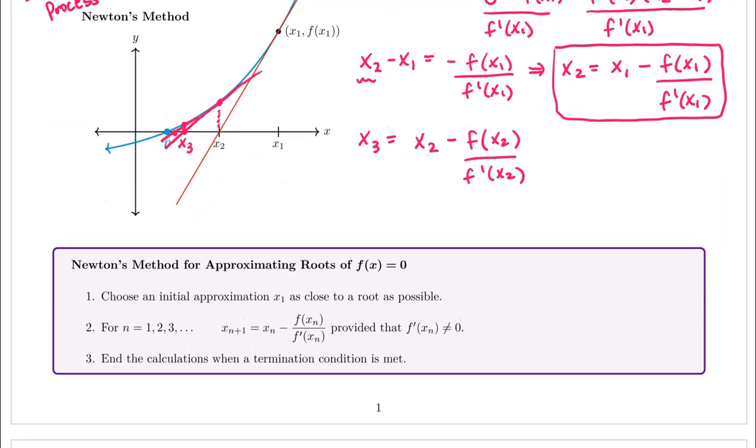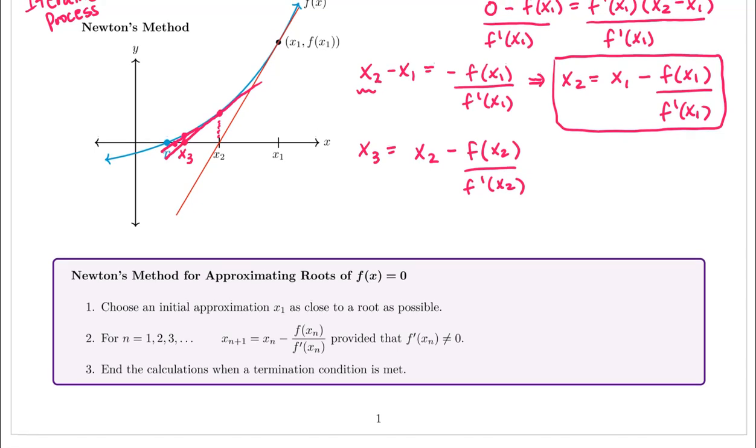So let's look at this now. Here are the steps for Newton's method for approximating roots of a function. 1. Choose an initial approximation for x sub 1 as close to a root as possible. And then for n equals 1, 2, and 3, and so on, we have this generalized formula here, which we derived earlier: x sub n plus 1 is equal to x sub n minus f of x sub n over f prime of x sub n, provided that f prime of x sub n does not equal 0. And then our third step is we end our calculations when some kind of termination condition is met.